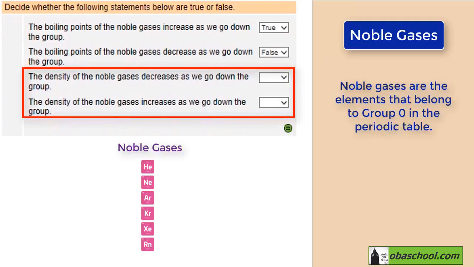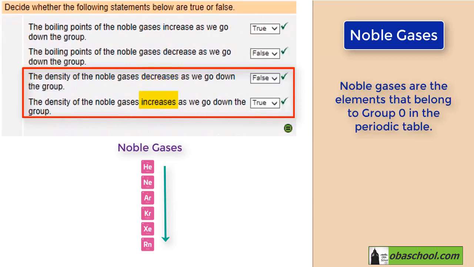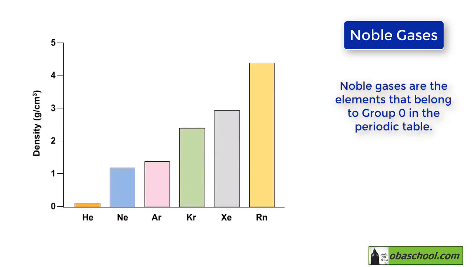The second two statements: the density of the noble gases decreases as we go down the group. The density of the noble gases increases as we go down the group. Which statement is true and which is false? Think about it. Excellent! The density of the noble gases increases as we go down the group from helium to radon.